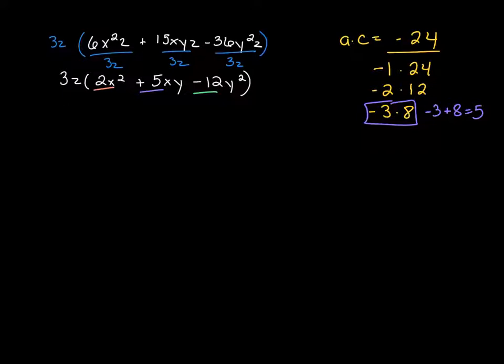So remember again, this common factor is kind of a permanent fixture. We just leave it there. So 2x squared. Take 5xy, split it into minus 3xy plus 8xy minus 12y squared. Notice again minus 3xy plus 8xy would combine to 5xy. Now we group together.